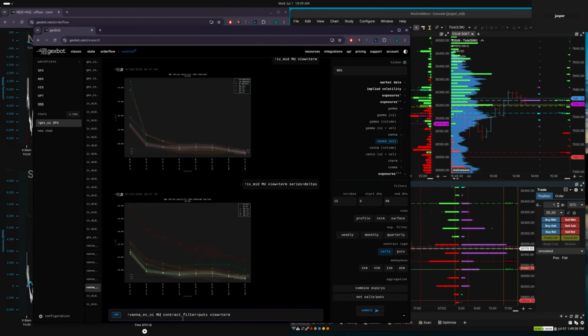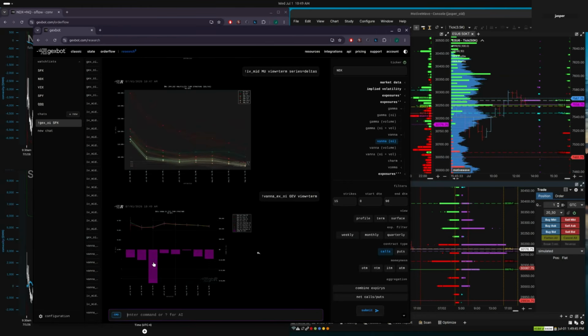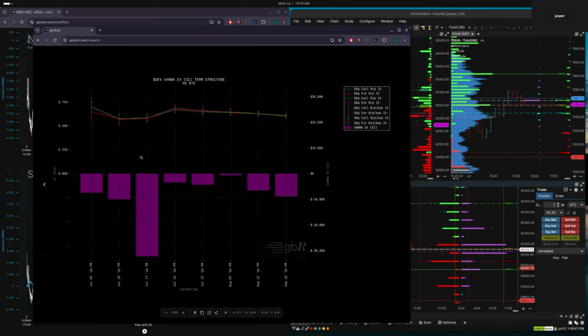Let me look at, of course, they're also in here. Oh, the skew is a little bit different. Interesting.